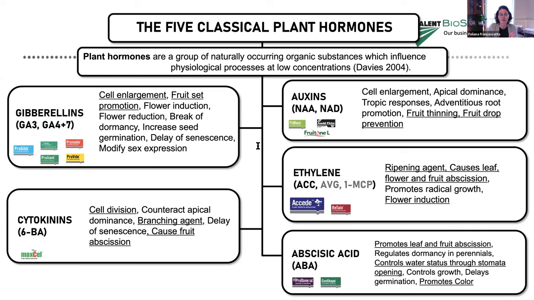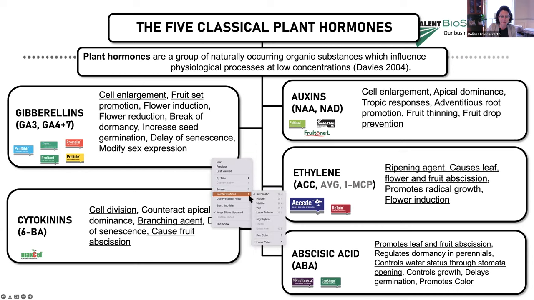The difference between plant hormone and plant regulators is that plant hormones are naturally occurring compounds within the plant, while the PGRs, the plant growth regulators, are either naturally occurring or synthetically produced. So every plant hormone is a PGR, but not every PGR is a plant hormone. We have today about 9 plant hormones that have been discovered, but I added here only the major 5, which are the gibberellins, the cytokinins, the auxins, ethylene and abscisic acid.